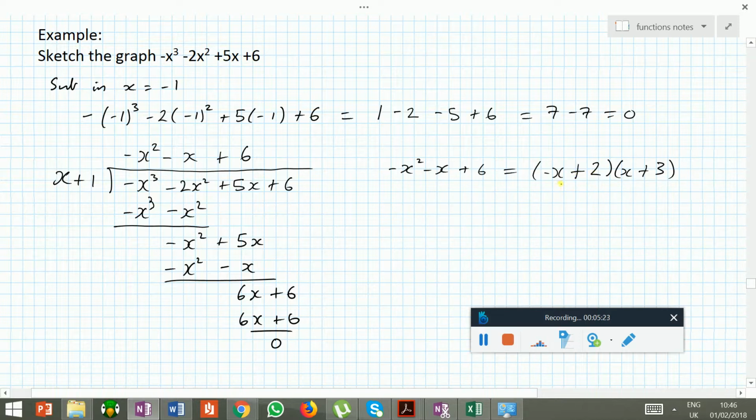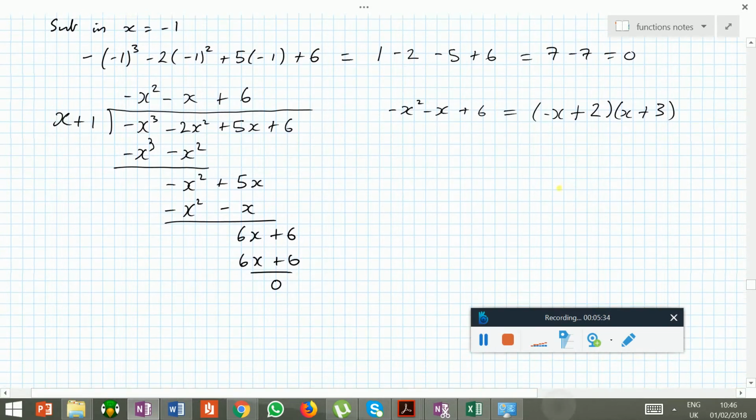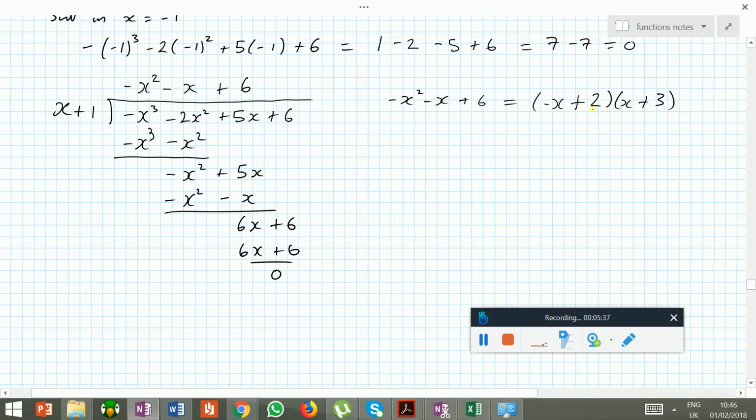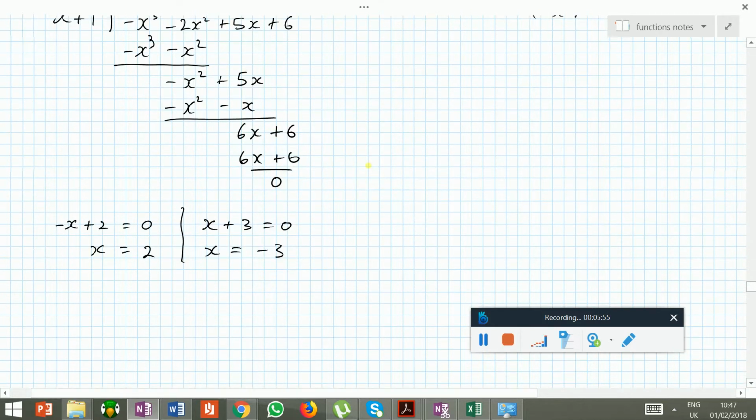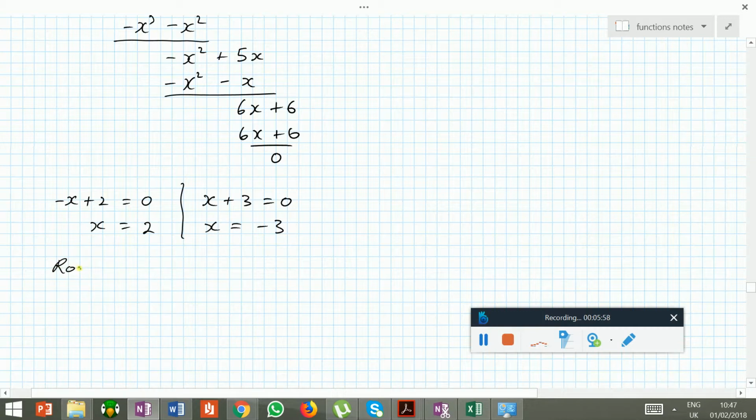Okay, so that gives you a minus x squared, minus 3x plus 2x gives you a minus x, and 3 2s are 6. So my factors are minus x plus 2 and x plus 3. Now to get the associated root, I let them equal 0. So minus x plus 2 equals 0, in which case x would be equal to 2. Or I have x plus 3 equals 0, in which case x would be equal to minus 3. So my roots are, I had a minus 1 up above, a 2 and a minus 3.